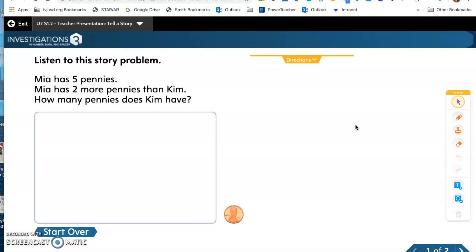Mia has 5 pennies. Mia has 2 more pennies than Kim. How many pennies does Kim have? So just like yesterday, we need to think about what information we know and what information we're trying to find out. So right now we know that Mia has 5 pennies. So I'm going to write Mia here. And Mia has 5 pennies. So I'm going to bring these pennies over here.